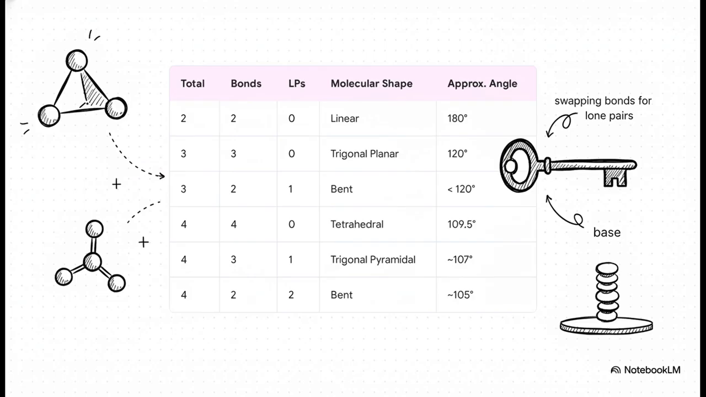And here it is, the whole shebang in one place. This cheat sheet is your new best friend. It ties everything together, how the total number of groups gives you the base shape, and how swapping bonds for lone pairs changes the final name. Seriously, take a screenshot of this. It's the key to everything.